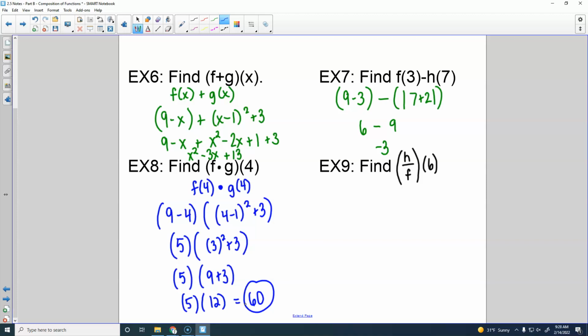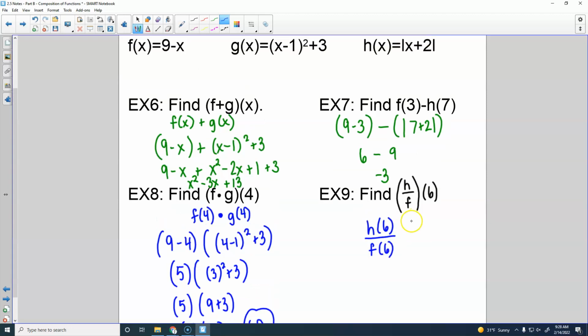And our last one that we have here is h over f of 6. This just means h of 6 divided by f of 6. So our h of 6 would be the absolute value of 6 plus 2. Our f of 6 would be 9 minus 6. So we will end up with 8 over 3, which won't reduce, so you would just leave it like that.